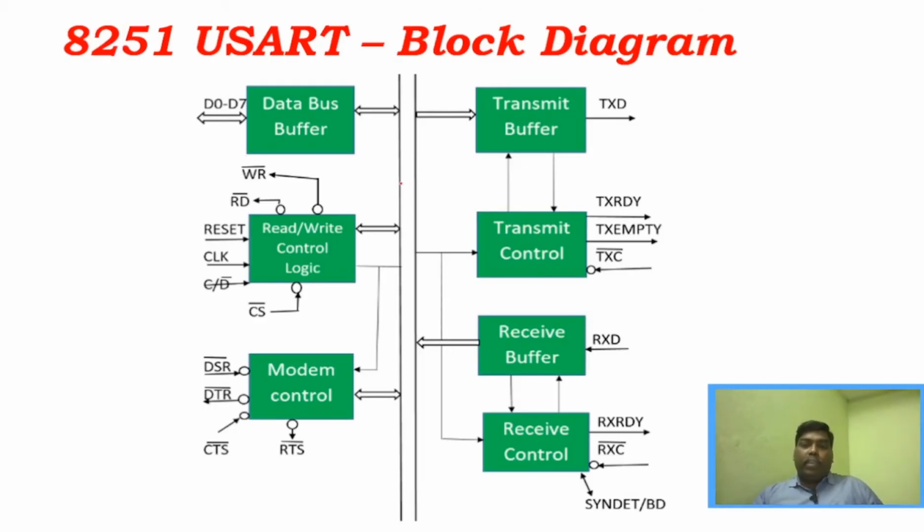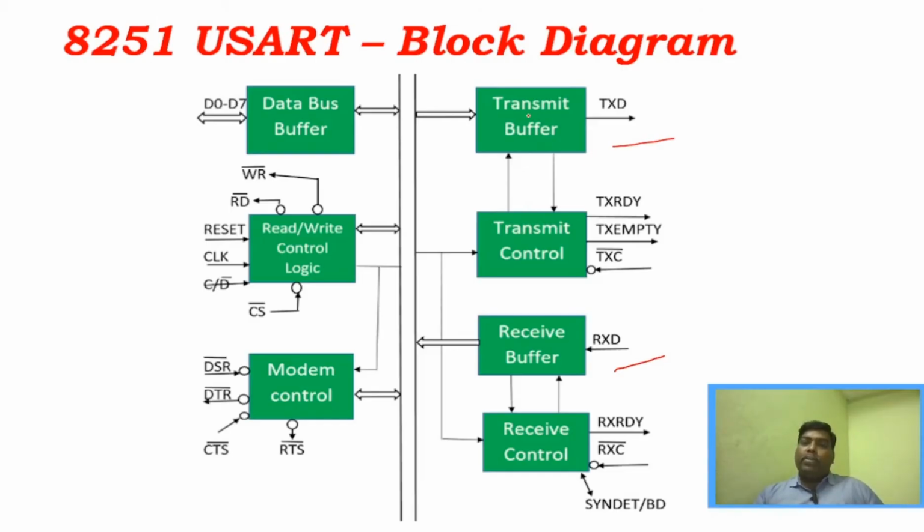So we have two important things. One is transmit buffer and receive buffer. And we have data bus buffer as well. Right? So this transmit buffer is used to transmit data, and this receive buffer is used to receive the data from the peripheral device. Right?